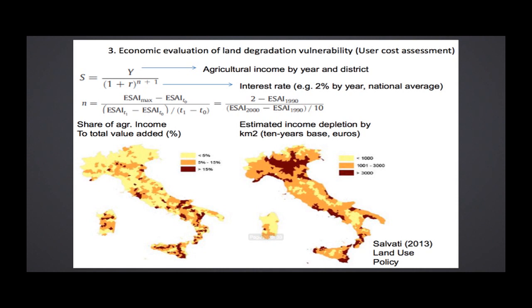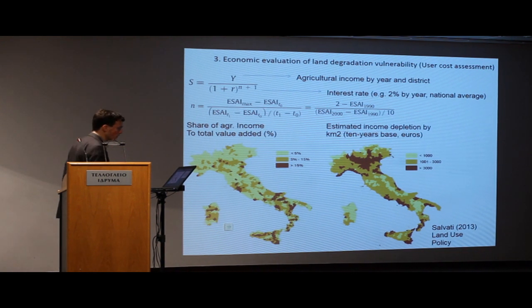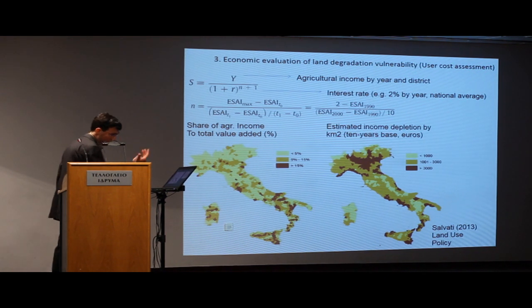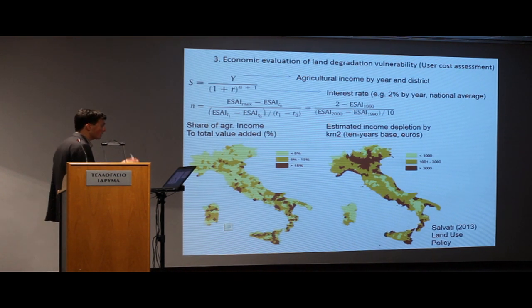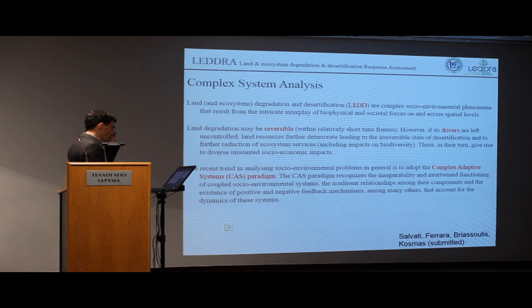Here is the formula. It's not so difficult, as the equation reveals, because here we have the agricultural income by year and district, and here we have the value of the environmental sensitive area index. According to this formula, it's possible to have an estimated income depletion by square kilometer according to a time base and according to the value of the money. In this case, we have euros and we have Italy, but it's just to give you an example. So another alternative use for a composite indicator is this, just to enter a composite indicator into an economic evaluation for land vulnerability to desertification.